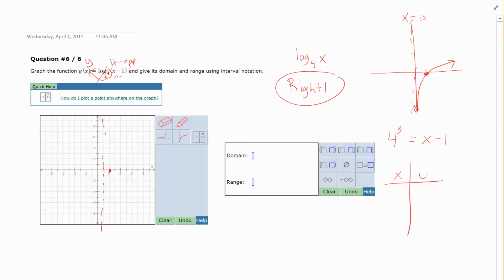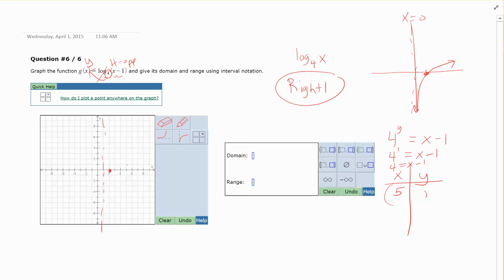So to set up a table, if I want to find another ordered pair, I actually want to plug in for the y variable because it's going to be easier to work out. So just pick any number for y. You can pick negative numbers, you can pick positive numbers. I'm going to pick positive 1 and see what I get for my ordered pair. Positive 1 gives me 4 to the first equals x minus 1. 4 to the first is 4. So to solve for x, I'm going to add 1 to 4, x is 5. So there's a second ordered pair, (5, 1), and I can plot that point.